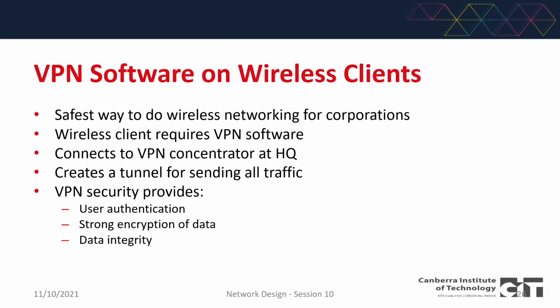VPN software on wireless clients, just like I already suggested, is the safest way to do wireless networking for corporations. Wireless clients require VPN software, connect to a VPN concentrator at headquarters, and create a tunnel for sending all the traffic, so that basically means the entire traffic is encrypted. And VPN security provides user authentication, strong encryption of data, and data integrity, right? Now, VPN software nowadays, guys, is like a de facto standard for organizations that want to allow remote users to connect to the private resources, okay?